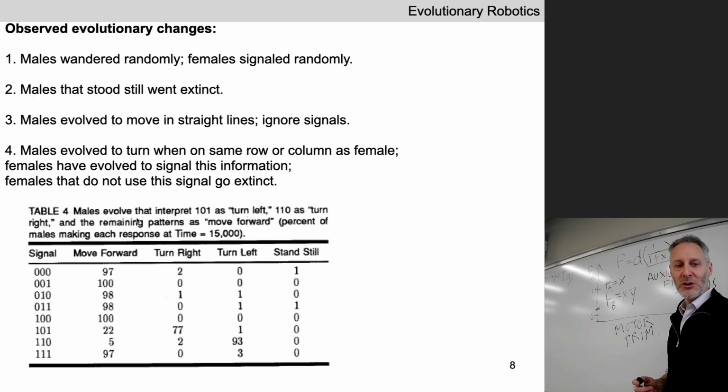And the punchline is given away in the caption of the table. What's happening now? It turns out from the male's point of view, there's actually something better to do than just go straight. Most of the males now, most of the 800, whenever they hear 101, they stop going forward and turn right. When most of those males hear 110, they turn left.